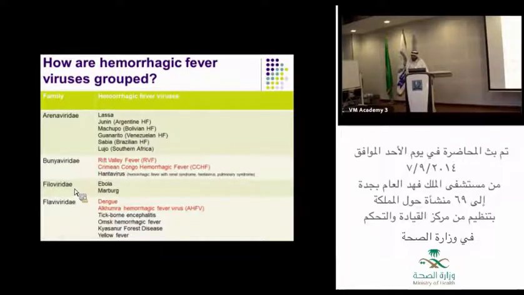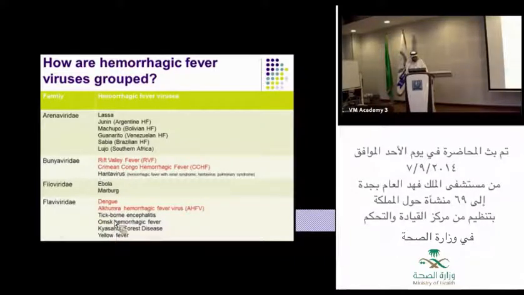Filo means filamentous viruses. And we have two viruses in this group, Ebola and Marburg. And then the last group is the Flaviviridae, which includes two viral hemorrhagic fevers reported in Saudi: dengue, particularly in Jeddah and Mecca, and Al-Khumra, particularly in Najran, Mecca, and Jeddah.